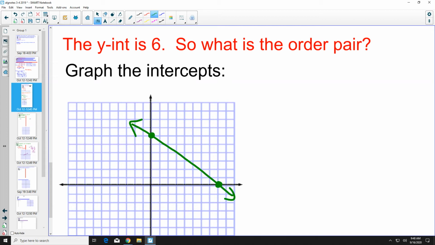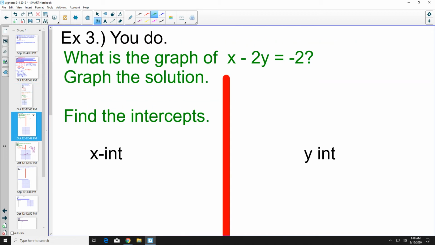All right, so I'm going to have you try this one in your notebook. So write number 3, x minus 2y equals -2. What I want you to do is find the x-intercept and y-intercept and then graph it. Just remember, to find the x-intercept, you put 0 in for y. To find the y-intercept, you put 0 in for x. Go ahead and pause. When you get done, hit play.